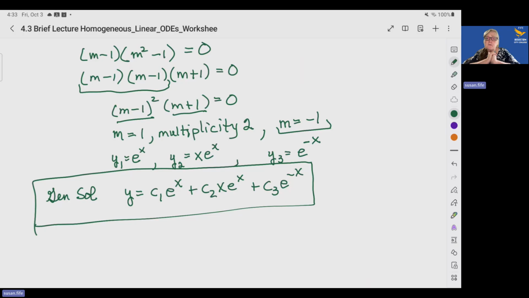So when you have repeated solutions, you're going to have that same exponential. You just multiply by x for the second solution. If you have a higher multiplicity, just multiply by an additional x, and so forth.